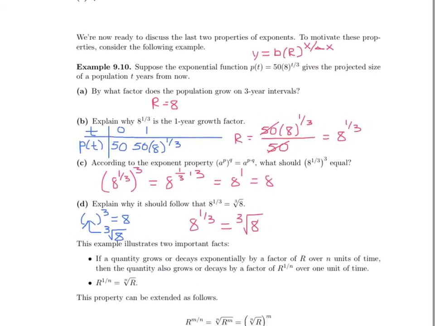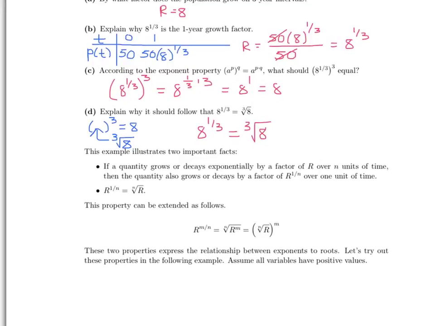Okay, let's generalize this. This example illustrates two important facts. I'm going to take this fact first. If you take a number and you raise it to a fraction, like here, 1 over n, that is defined to be the nth root of the number. So this is a general version of this right here. If you set the r equal to 8 and the n equal to 3, you can see they are exactly the same thing. But this is true in general. A number r raised to the 1 over n power is defined to be the nth root of r. They are one and the same thing.